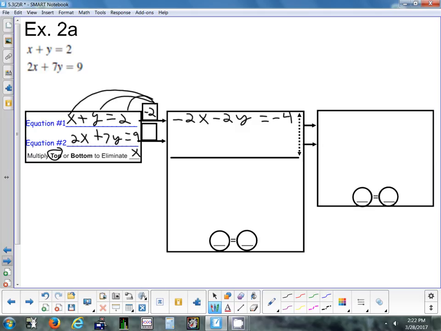Okay, Ashley, how about the bottom equation? 2x plus 7y. Perfect. Ash, you didn't do anything there, right? You just brought it over, right? Never change it, good. Okay, so now I've got my equations from here. It's just like what we did yesterday. Hannah, what's my next step?